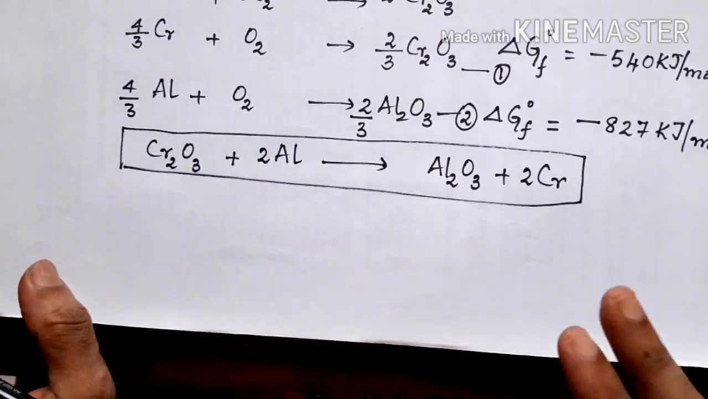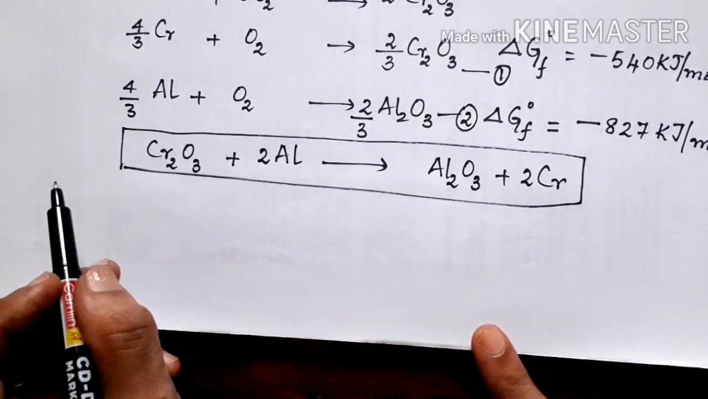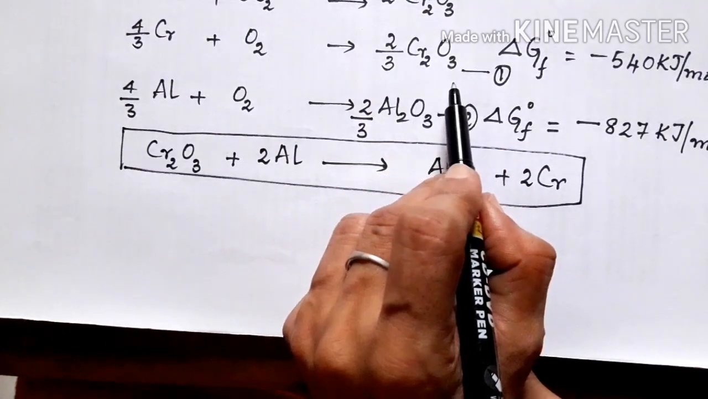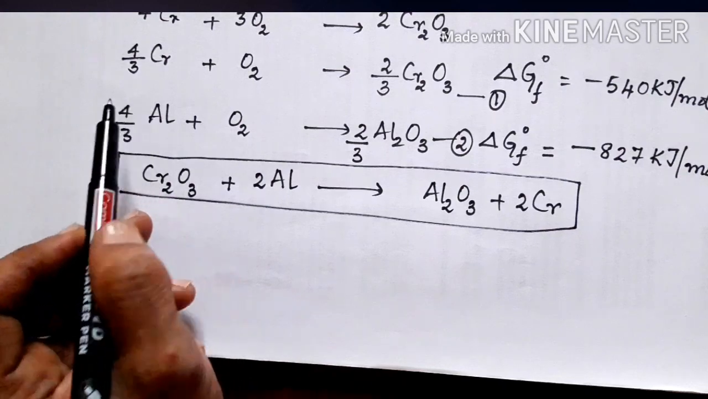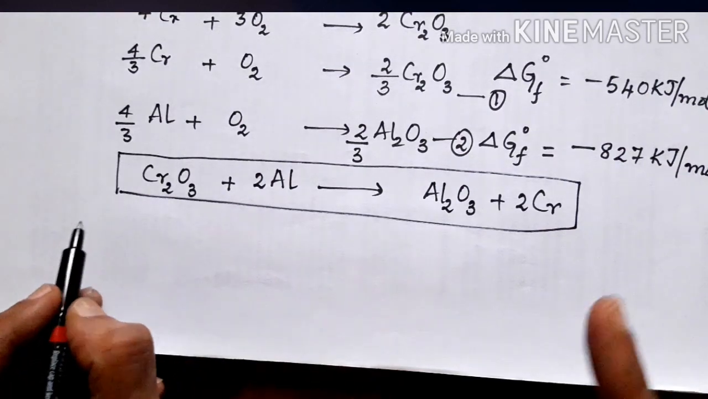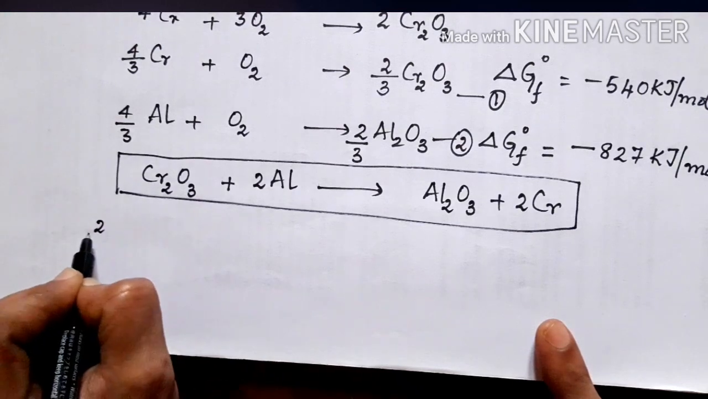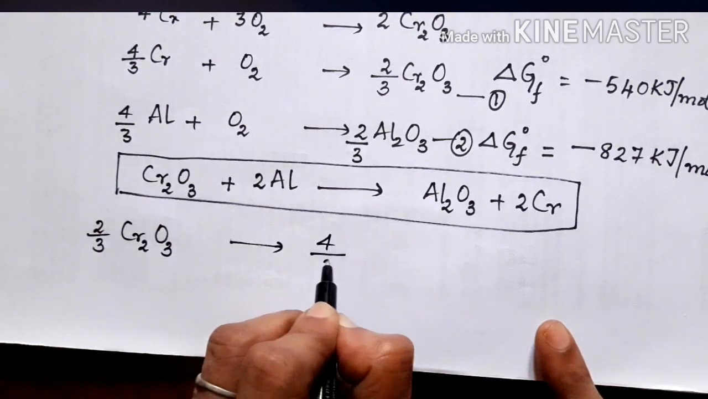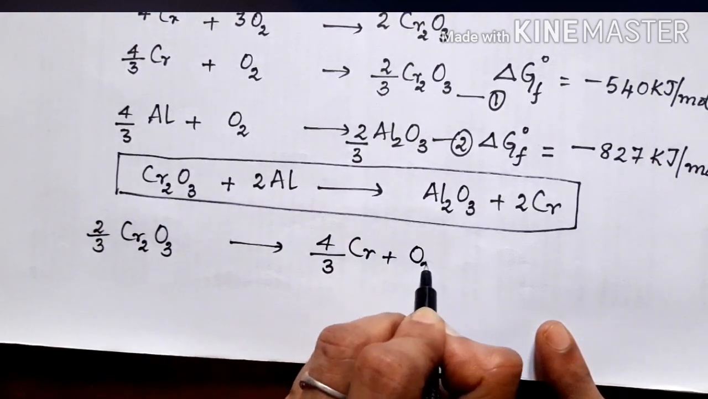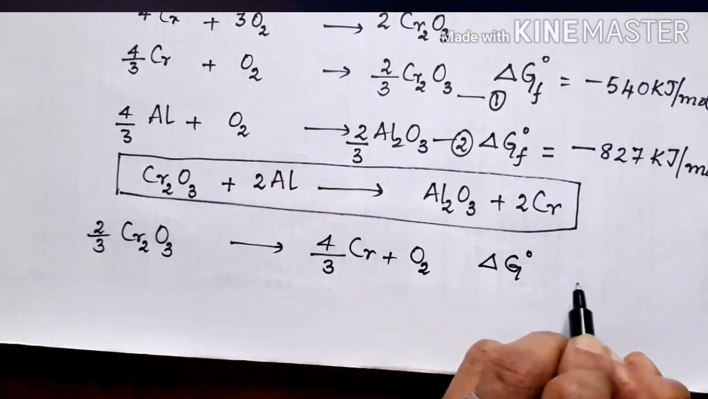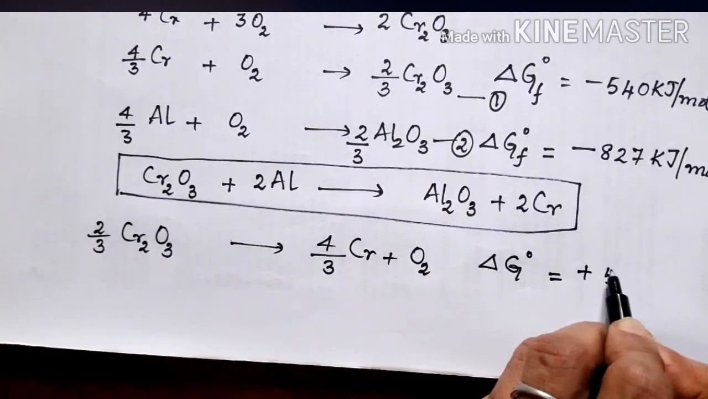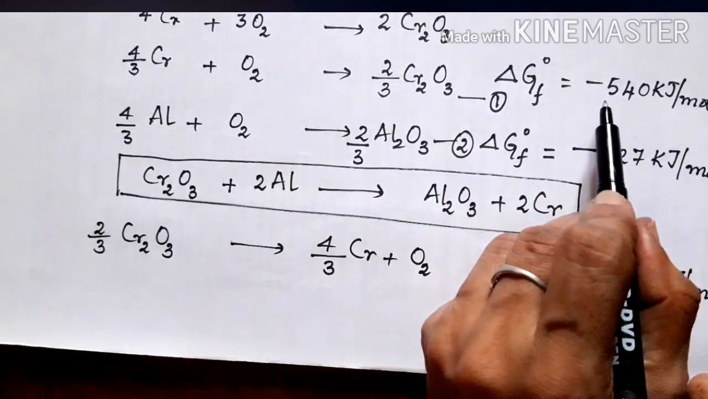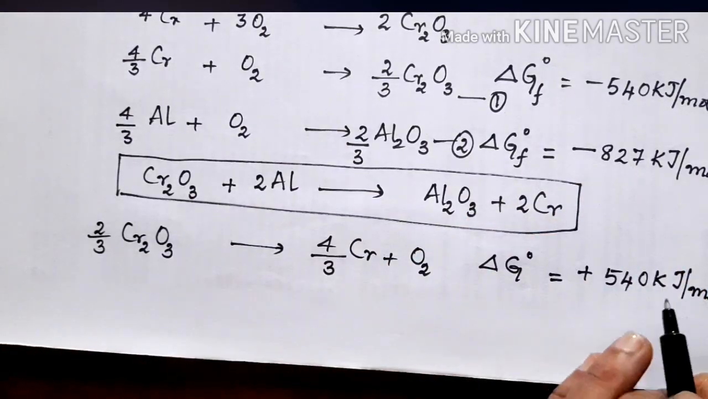That we'll check. So first, left side you should have Cr2O3. According to the first equation, you find Cr2O3 is on the right side. How will you bring it to the left side? Reverse the equation. So what will happen? You get 2 by 3 Cr2O3 giving 4 by 3 Cr plus O2. Delta G0 value becomes positive 540 kilojoules per mole because the forward reaction was exothermic, backward reaction will be endothermic in nature.